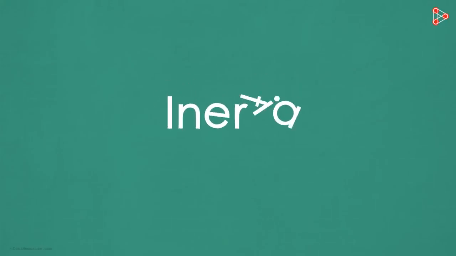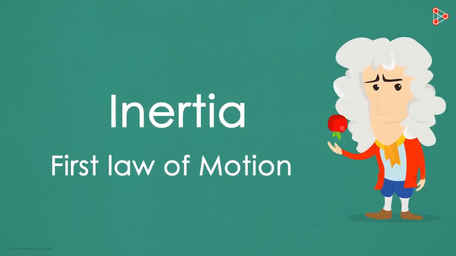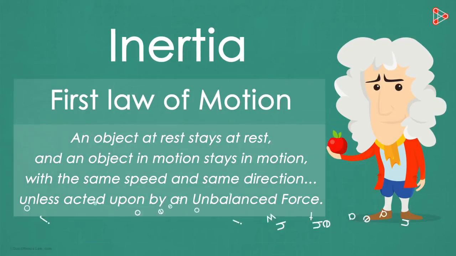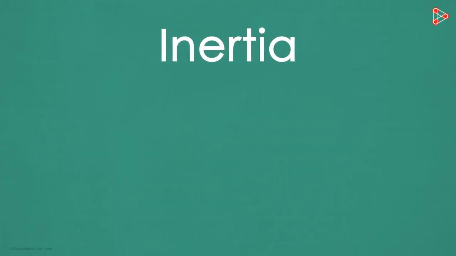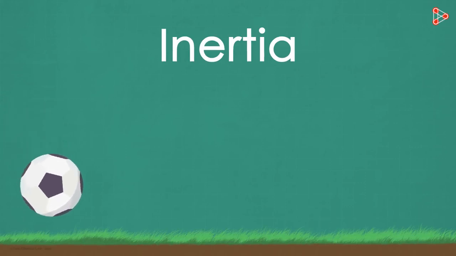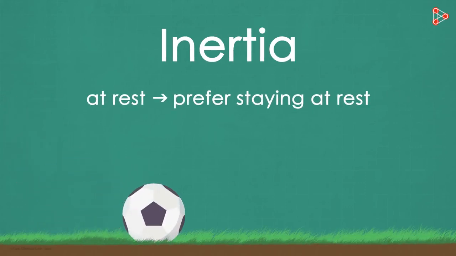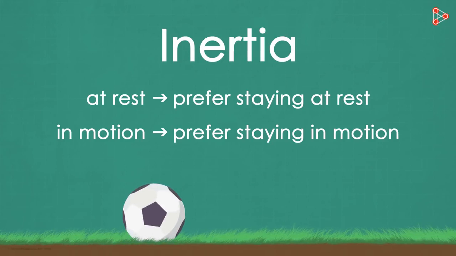To understand inertia, we need to look at Newton's first law of motion again. Here it is. In simple words, this means that objects tend to keep on doing what they are doing. It is the natural tendency of every object to resist change in their state of motion. If they are at rest, they would prefer staying at rest, and if they are moving at a constant velocity, they would want to continue doing so.